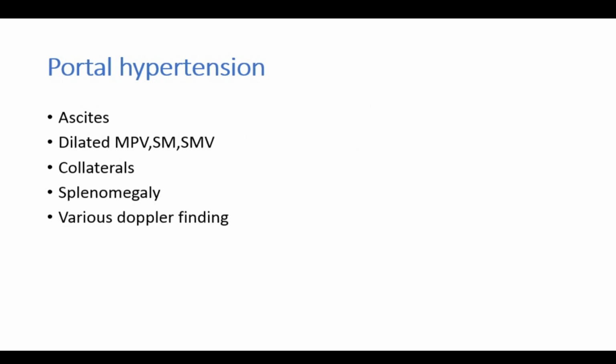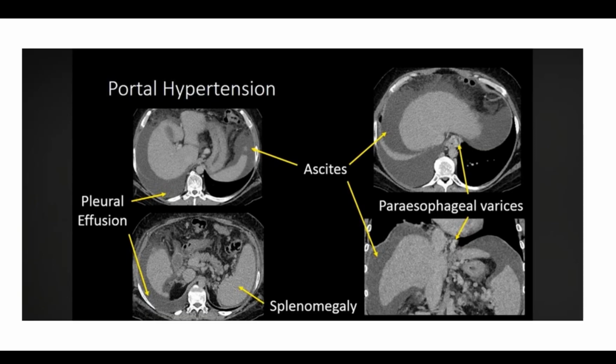In portal hypertension we have some changes that occur. Some signs of portal hypertension are ascites, dilated portal vein, splenic vein and superior mesenteric vein, collateral formation, splenomegaly, and various Doppler changes. Here are signs of portal hypertension. These are CTs showing pleural effusions and ascites. We have ascites, paraesophageal varices, and splenomegaly. These are signs of portal hypertension.